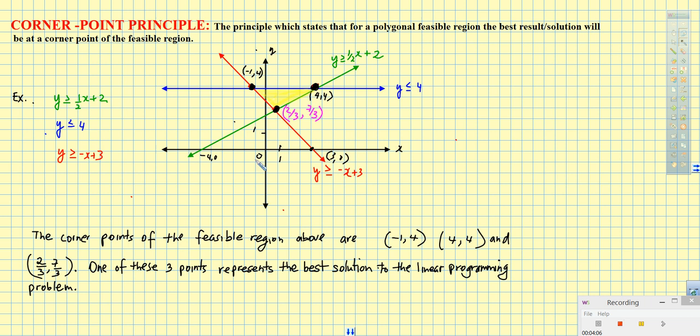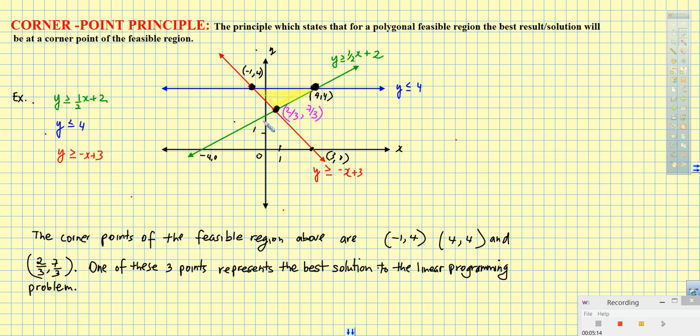All right, so in this particular case, we can see two of them very clearly. Two of the points are found at -1, 4, and at 4, 4, and the third one is found at 2/3 and 7/3. Now, how was that third point found, the one at 2/3 and 7/3? Well, because I can't read it right off of the graph, that means I must have used another method.